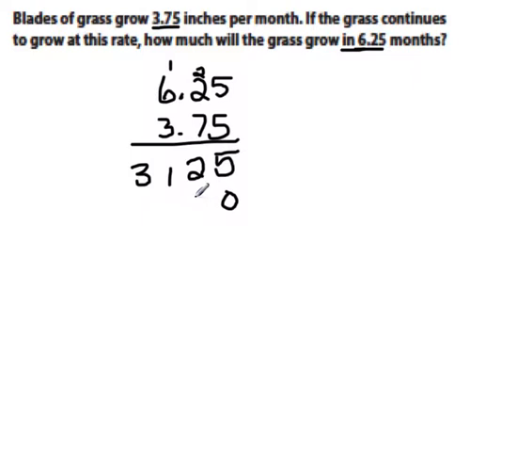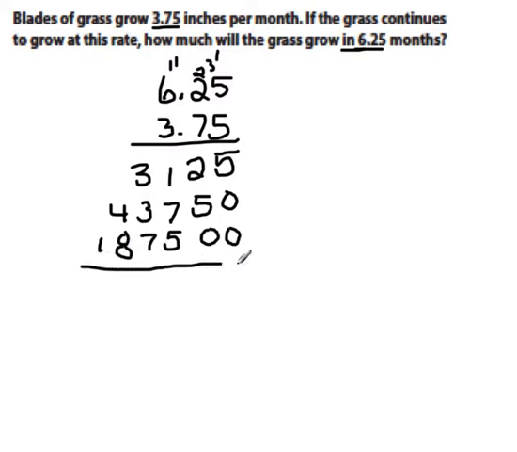7 times 5 is 35. Carry the 3. 7 times 2 is 14, plus 3 is 17. Carry the 1. 6 times 7 is 42, plus 1 is 43. Alright, there we go. Now I'm going to start multiplying by this 3, which I'm going to have to add 2 zeros to. 3 times 5 is 15. Carry the 1. 3 times 2 is 6, plus 1 is 7. And then 3 times 6 is 18. There we go.